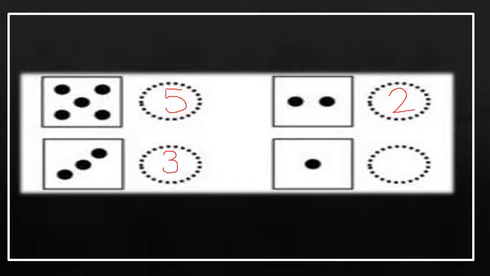Now, here's an easy peasy lemon squeezy one. Can you count this one for me? Good job. We need to write the number 1. Give your brain 5 kisses. 1, 2, 3, 4, 5.